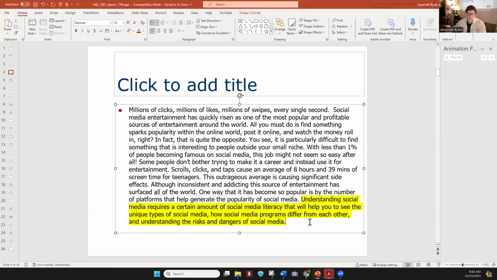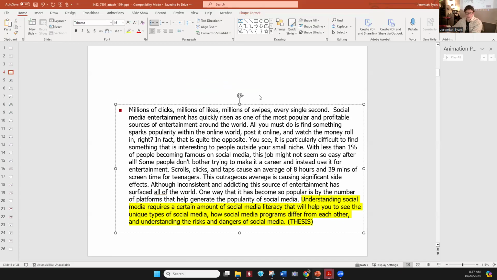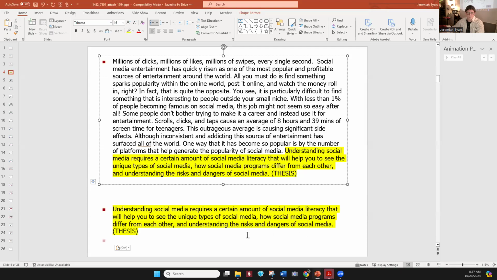Highlight. This is your thesis statement. Understanding social media requires a certain amount of social media literacy that will help you to see the unique types of social media, how social media programs differ from each other, and understand the risks and dangers of social media. Okay. Let's see here. What I want to do is this. So this is your thesis statement. Okay. Right. Okay.